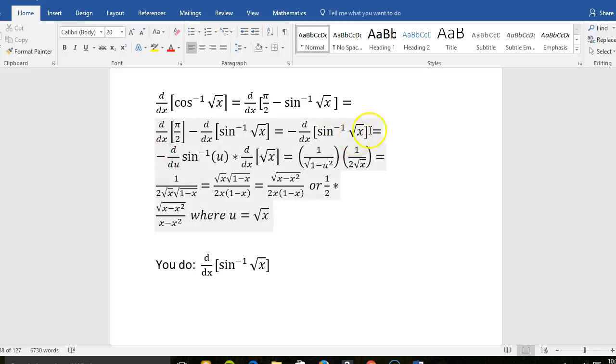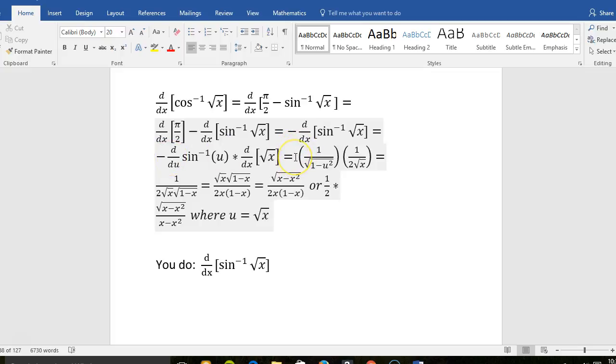Now we've got to do the chain rule, because if this was just x, we could just use the arcsine derivative rule. But we've got a square root of x in here. So that's going to be the negative of d by du of the arcsine of u times d by dx of square root of x, by the chain rule. Again, we do d by dx of the u term here. Now, we've got this negative sign here.